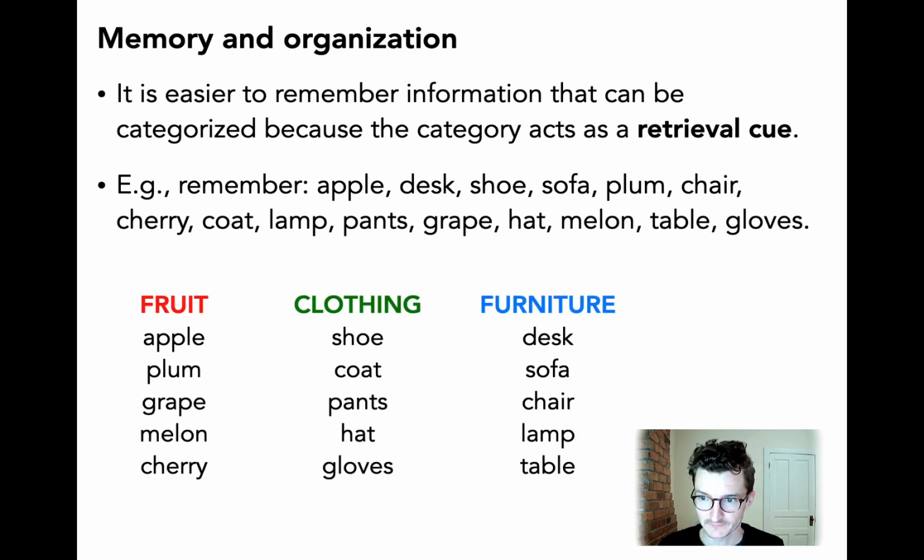On the other hand, if I show you the list grouped into fruit, clothing, and furniture, it's a bit easier to learn. That's because the category actually acts as a retrieval cue, which makes the words easier to remember. So when you're trying to learn new information, you want to categorize it, organize it. This is related to chunking. We talked about chunking in the context of expanding working memory. Same idea, but we can also use chunking like this to actually improve our long-term memory of information.